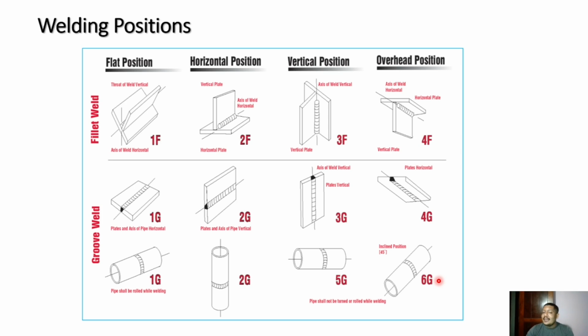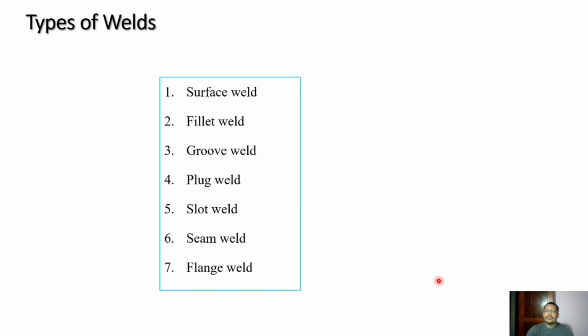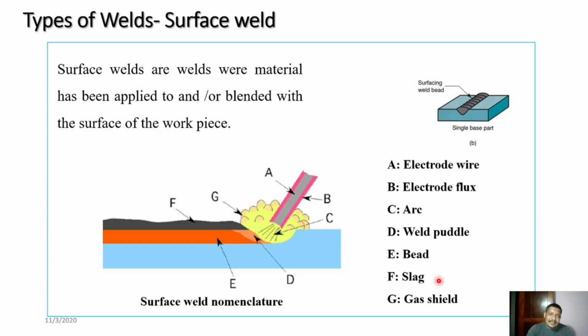Normally a welder will perform the welding operations. So what are the welds a welder can perform? The welder can perform a surface weld, a fillet weld, a groove weld, a plug weld, a slot weld, a seam weld, and finally a flange weld. We will see what all these welds are.